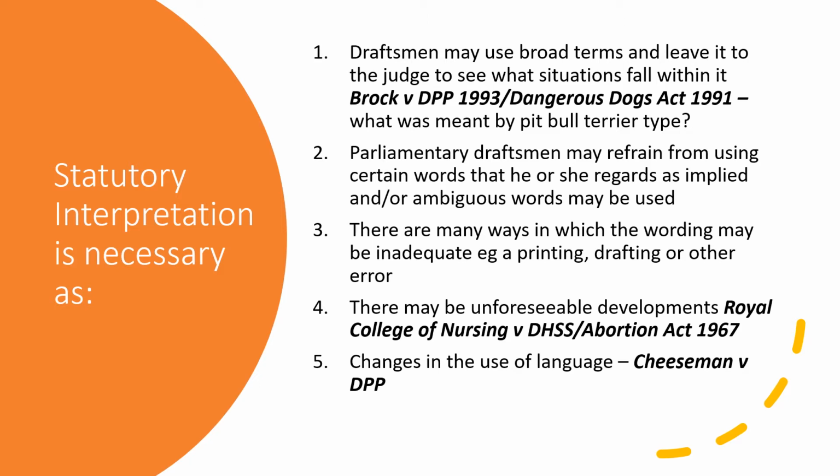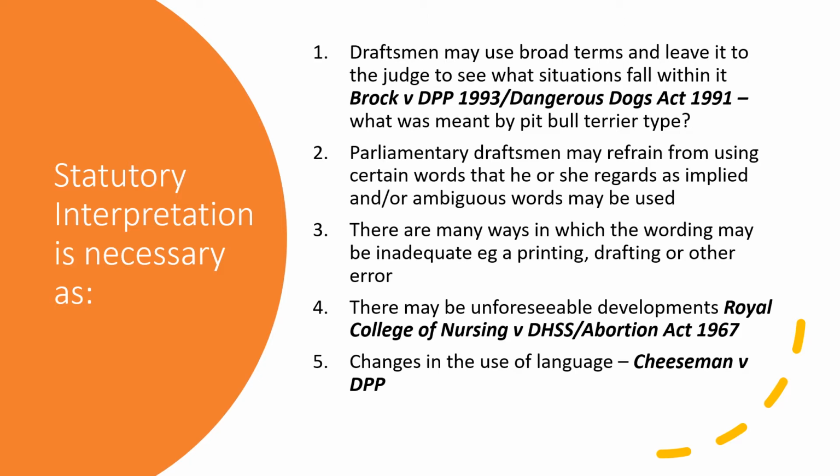Number 2, parliamentary draftsmen may refrain from using certain words that he or she regards as implied, or ambiguous words may be used, so things which are unclear. There are also many ways in which the wording can be inadequate, so if it's an older act it might have a printing error, or it might be a drafting error.